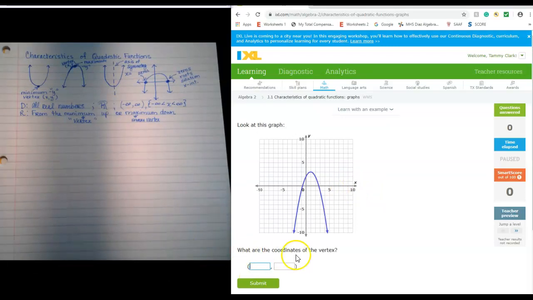So here it asks us what are the coordinates of the vertex. So here we want to know what this point is. Well, from the origin I go up 1 and up to 3. So my vertex would be 1, 3.